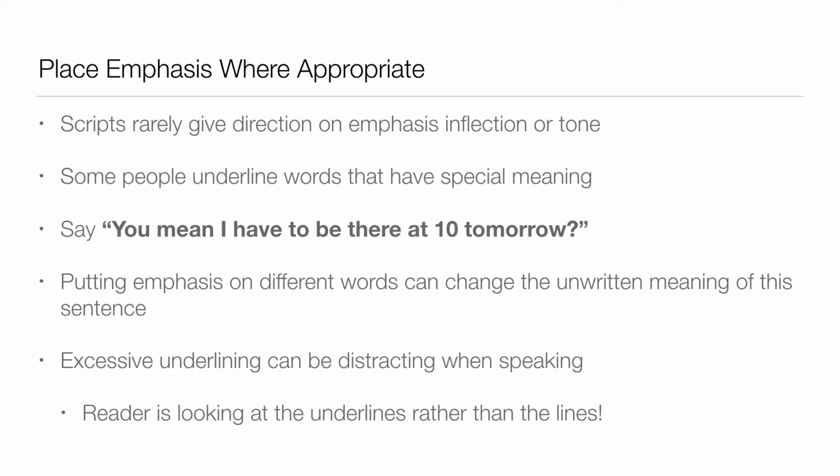Try it again. You mean I have to be there at 10 tomorrow? Try it again. You mean I have to be there at 10 tomorrow? So what's happened there is by putting emphasis on certain words, I've changed the unwritten meaning of the sentence. In this case, you mean me, this fella, has to be there at 10 tomorrow? Or the other one, you mean I have to be there in that place at 10 tomorrow? Or you mean I have to be there at 10 tomorrow at that time?